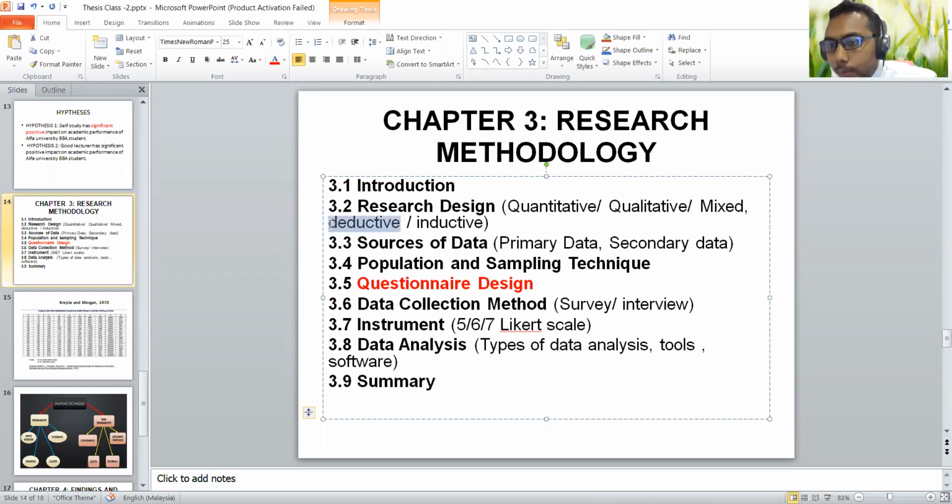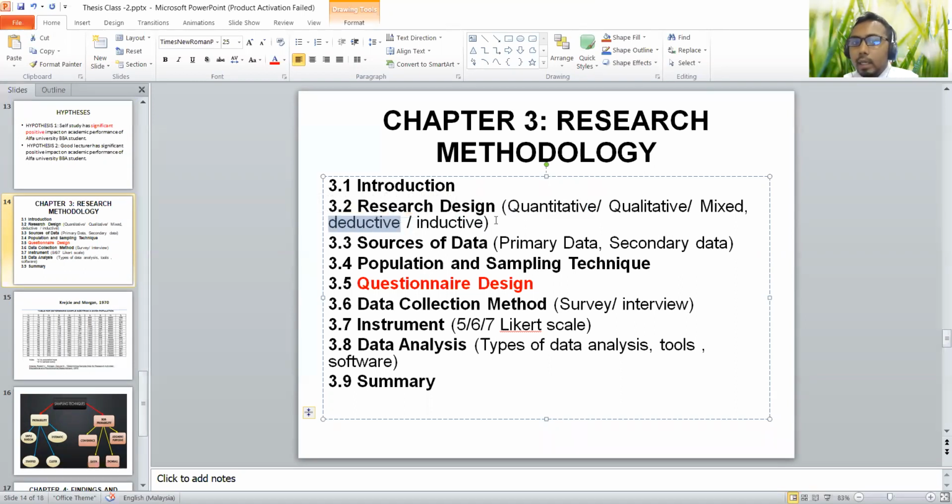Deductive means if your study uses any theory, then you make the hypothesis, that is called deductive. But if your study doesn't have any theory and doesn't have any hypothesis, like a qualitative study, then it's inductive. Okay, so mostly quantitative studies are deductive studies. So you write down that this study is a deductive study.